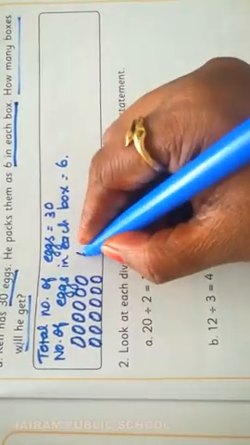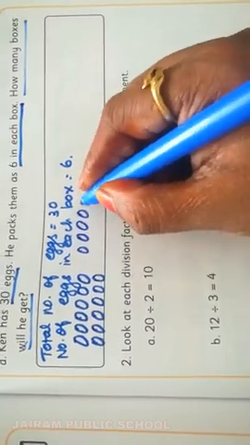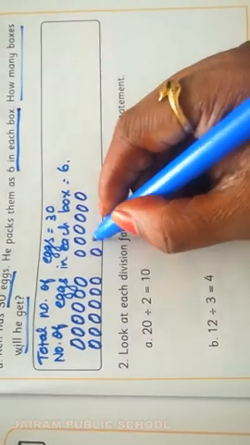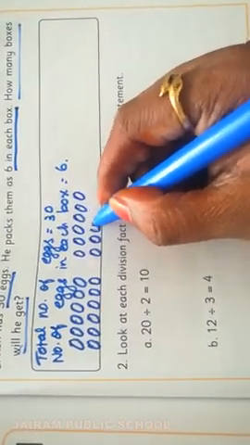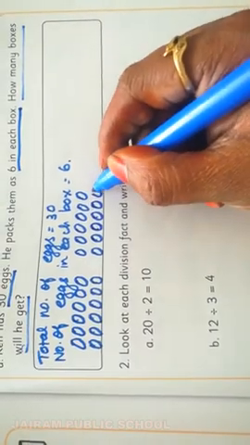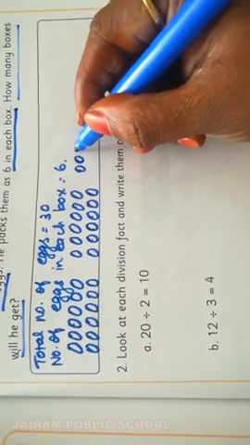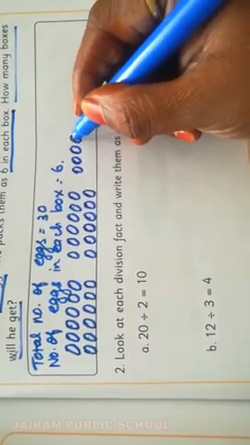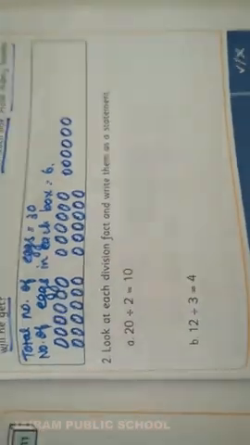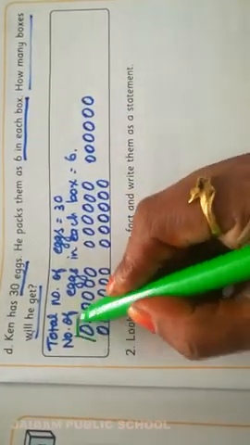Next set 13, 14, 15, 16, 17, 18. Next set 19, 20, 21, 22, 23, 24. Next set 25, 26, 27, 28, 29, 30. We are separating the eggs in 6 each box. Now we will make a box now.